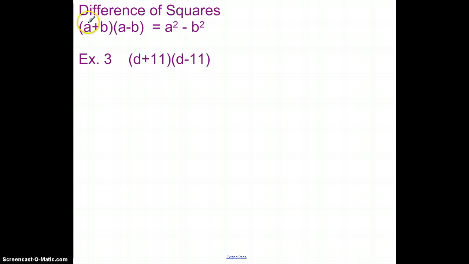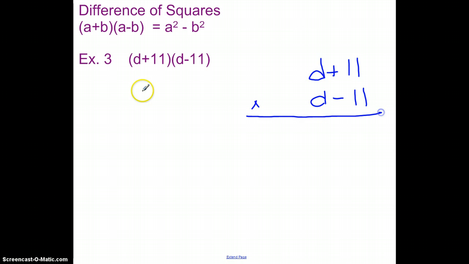The first number ends up squared. That's what this is. The second number ends up squared, and that's what this is. But notice there's no middle term at all. All there is, is a minus. So let's take a look at what that looks like with real numbers. So d plus 11, d minus 11. Do my multiplication sign on my line.